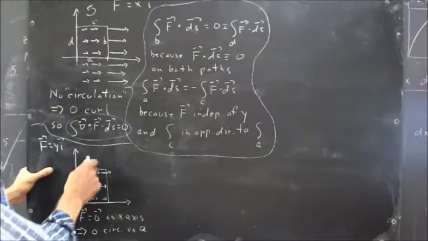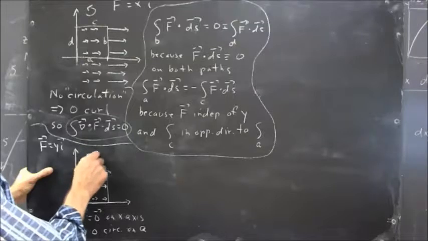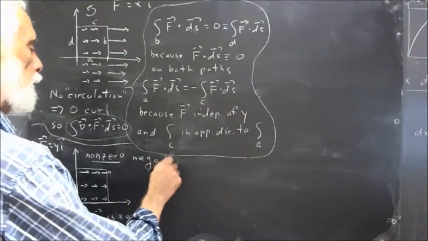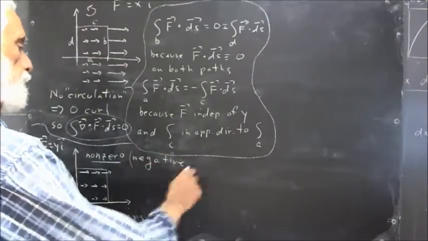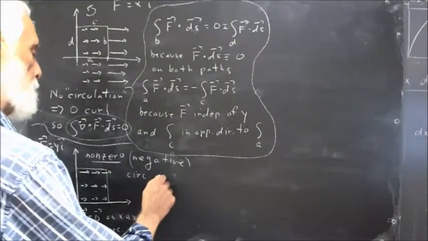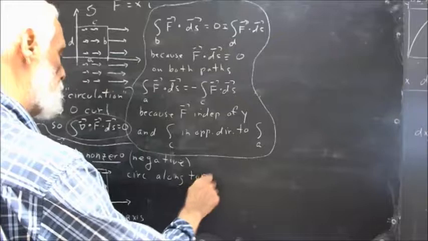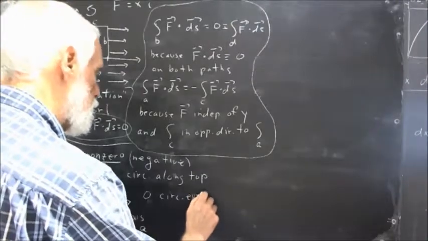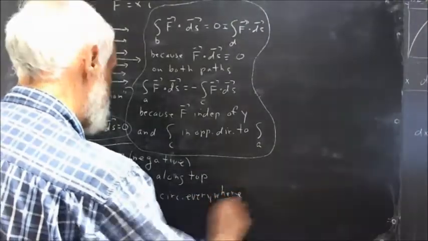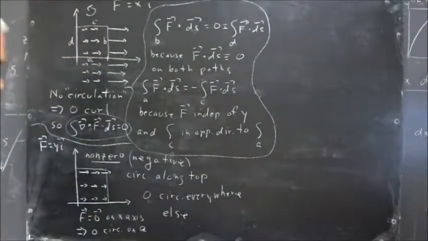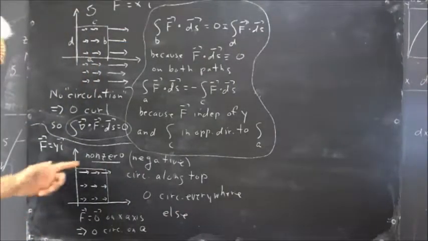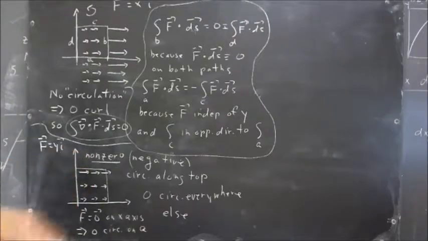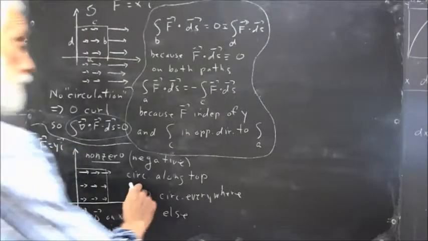So you have non-zero negative circulation along the top, zero circulation everywhere else. Again, circulation meaning that this vector field would tend to rotate this square in the clockwise direction, which is the default negative direction for rotation.